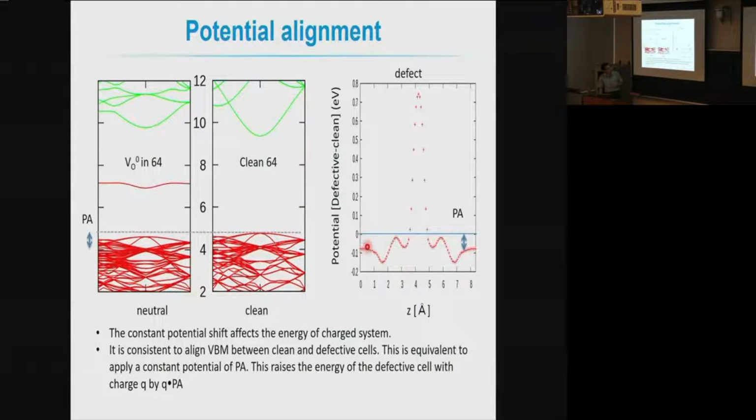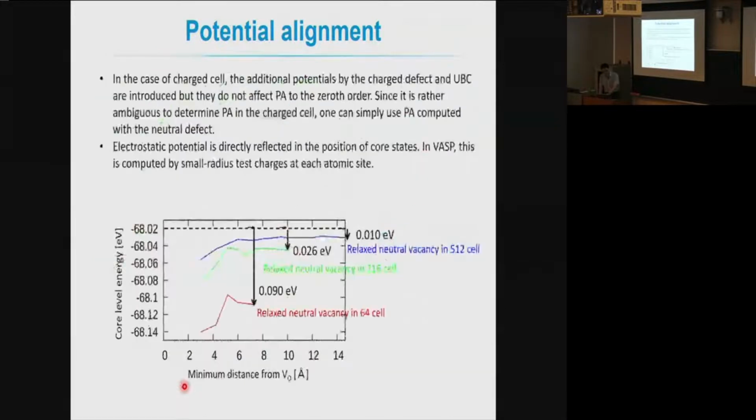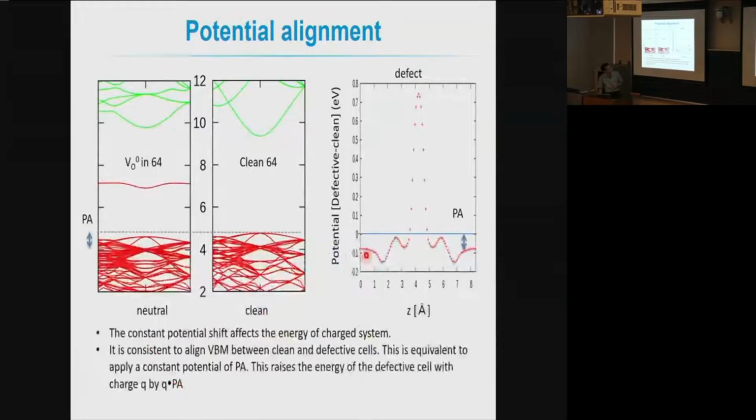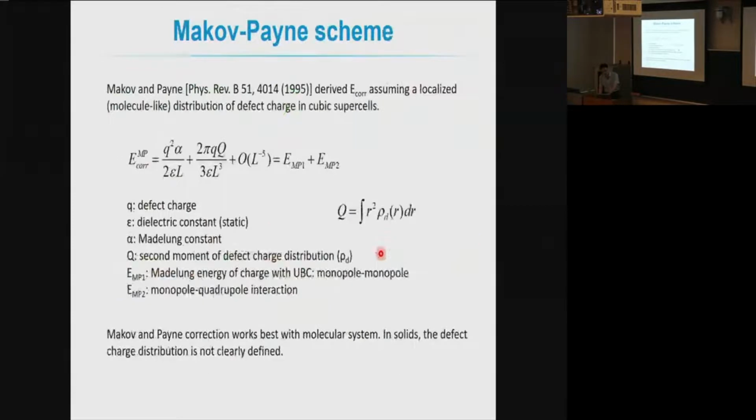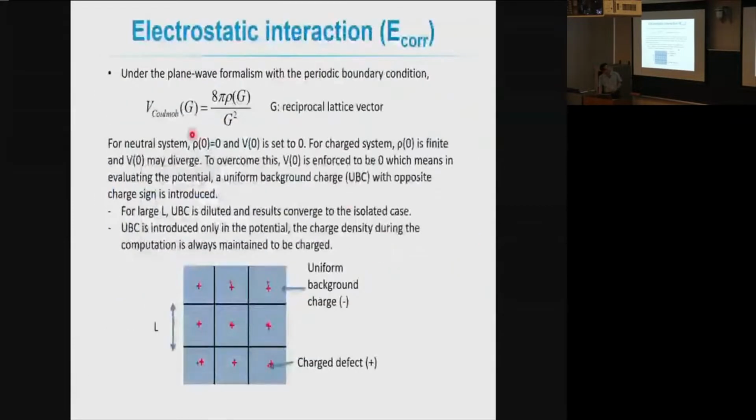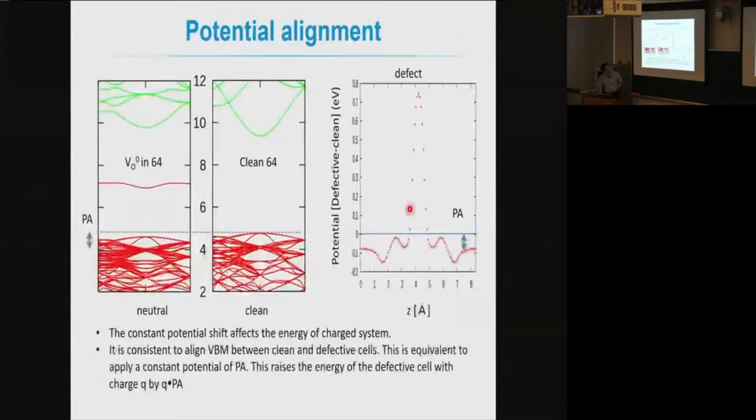So this actually comes from, and this actually raises the energy of the defective cell of charge Q by Q times PA, right? So this comes because, in the same thing, your potential, the VQ in any cell, we always set this V0 as 0, which means that this potential average is always 0. Therefore, when you have the defect, around the defect site, we have a very high potential. So in order to compensate this high potential, we have this lowering of the potential that is away from the defect site. All right.